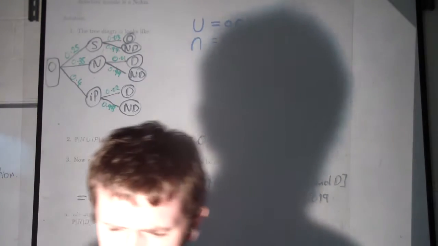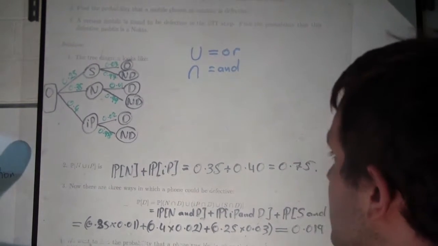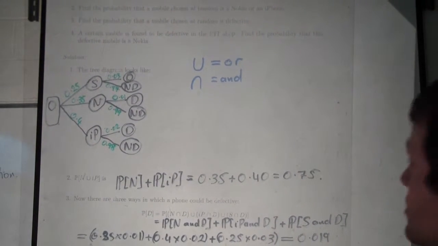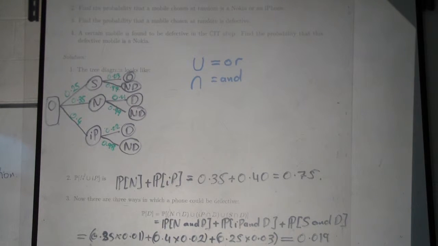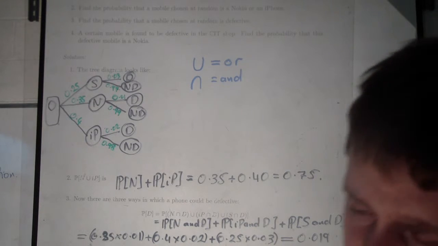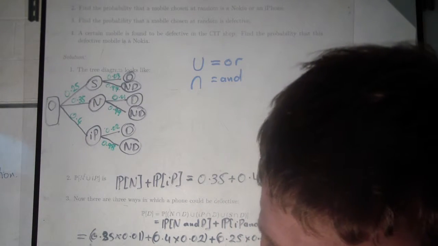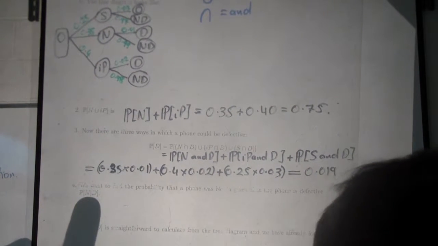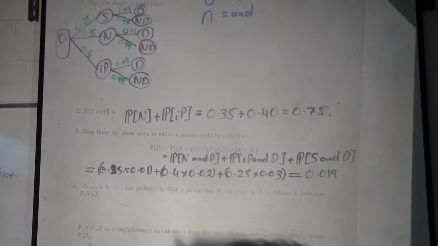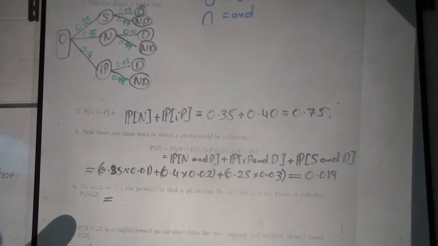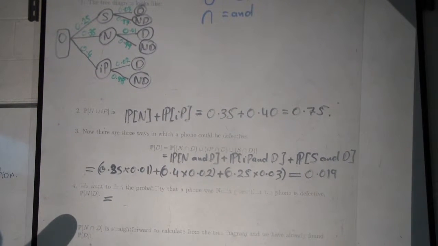Now the next one is the harder bit. So a certain mobile is found to be defective, so you know that the mobile is defective. From there, calculate the probability that it's a Nokia. That's not as straightforward as you think, and you're going to look at that formula we did on the previous page. So we're looking at what's the probability of a Nokia given that we know it's defective. Using this formula, and I'll draw the picture on the board in a minute, explaining this a little bit more.